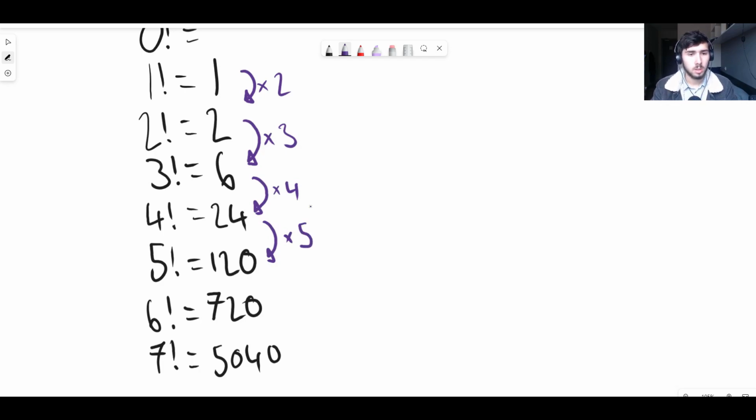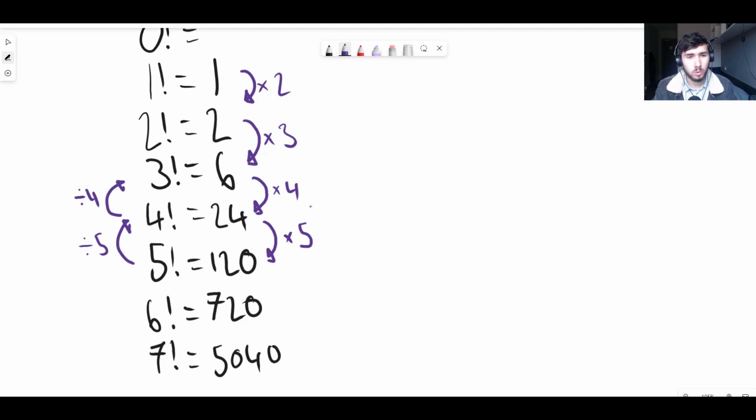And of course, that means that you can go backwards too. So let's look on this side. What we'll do is we'll say, how do we get from 5 factorial to 4 factorial? How do we get from 120 to 24? Well, we divide by 5. How do we get from 4 factorial to 3 factorial? Well, we divide by 4, right? 24 divided by what is 6? Well, we divide by 4. We're just going backwards, right?